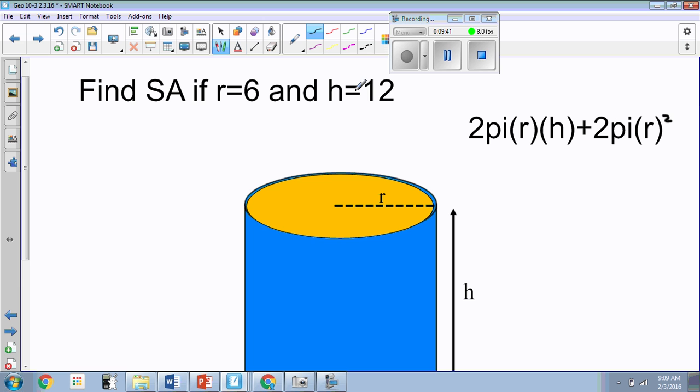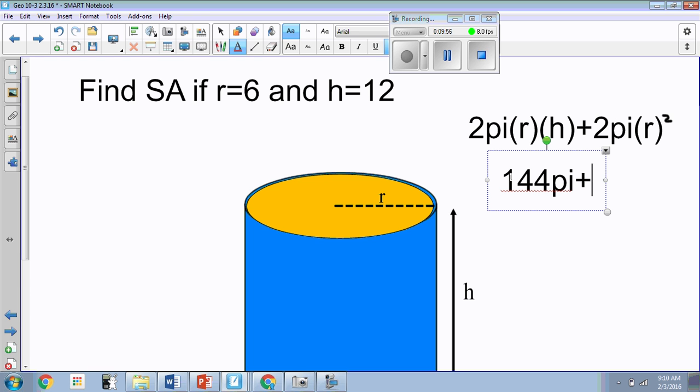So if r is 6 and h is 12, 6 times 12 is 72, and 72 times 2 is 144. So what I'm looking for in that first part, lateral area, is 144π. But then I've also got to add on the 2πr². So if r is 6, that's 36, times 2 is 72π.